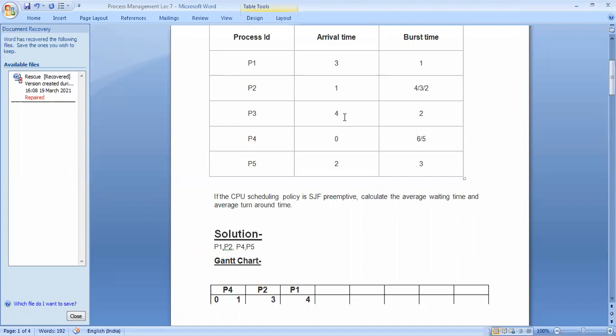So now after 4 milliseconds again we'll check. Another process is ready in the ready queue, the P3 process. P1 is complete. So now P2, P3, P4 and P5 are in the ready queue. Now again we'll compare. So which process will execute? P2. Very good.